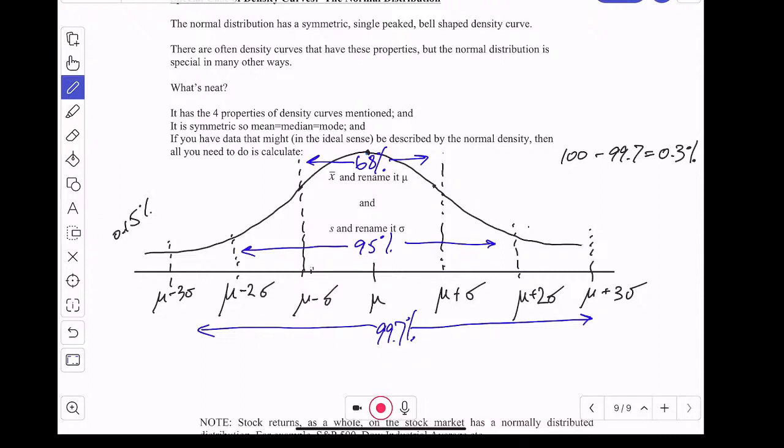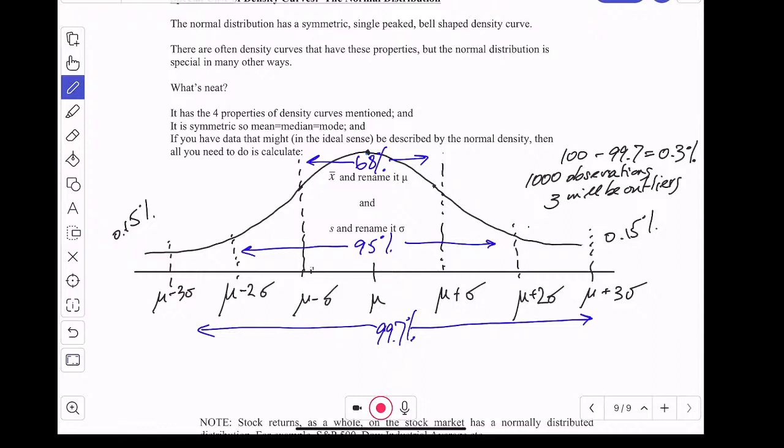0.15% on this side and 0.15% on this side. So if there are 1,000 observations, 3 will be outliers. So this is not like the data that we analyzed for the student with spending money. There were no outliers, there were no observations outside of 2 standard deviations. So that wasn't a normal distribution. So these are the properties of a normal distribution in general.